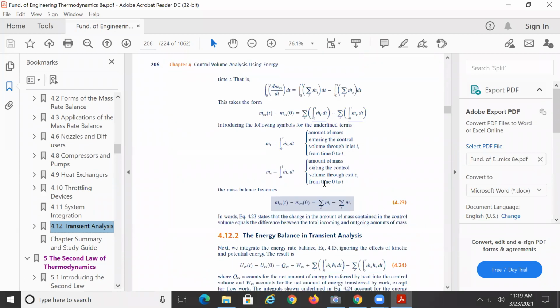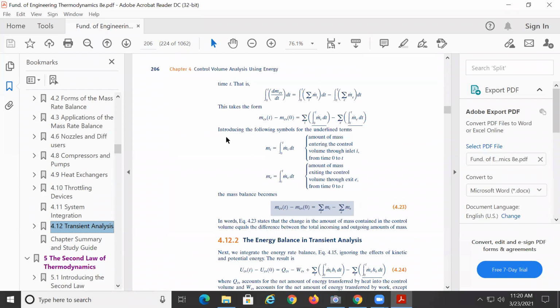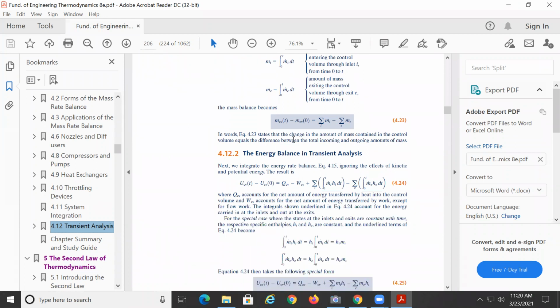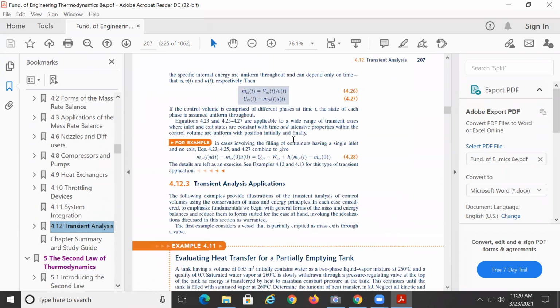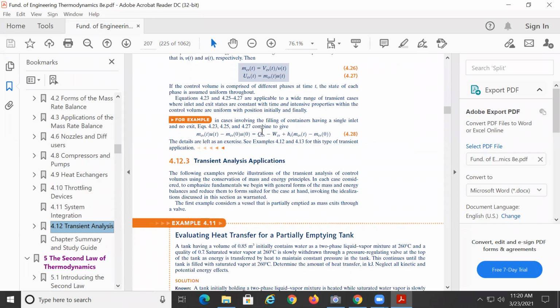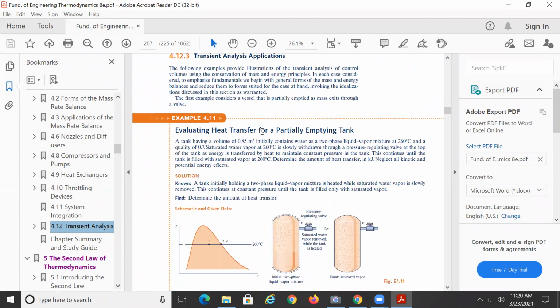So basically, what is transient analysis? Transient analysis means that the amount of mass coming inside a control volume is not the same as the amount of mass leaving. So basically, the conservation of mass here is not going to be equal to 0. Okay? And that's the only difference. I don't have anything against the way the books solve the problem, but I think it's easier the way I do it, okay?